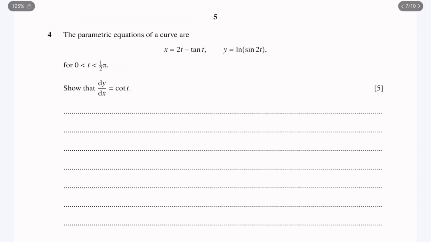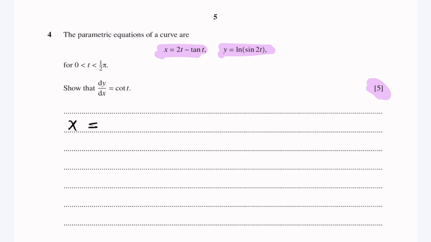Now, we've been given this question that says that we have our x and y, and dy/dx should be cot t. And that's 5 marks, so chances are it's going to be not difficult, but rather involving. So let's see how that goes.